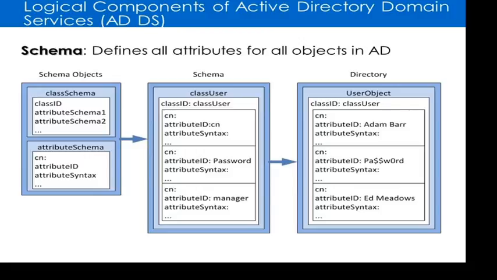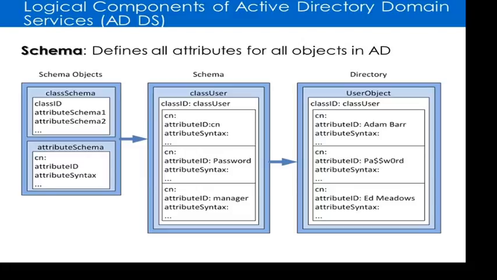Now, the schema is something that was mentioned before. We will have one schema per forest. And the schema, I'm not going to go into any detail here. It defines all the attributes for all objects in Active Directory. In other words, if a user object in Active Directory has an attribute for the user's first name, an attribute for the last name, an attribute that they have a password, an attribute that they have a phone number, this is all defined by the schema.